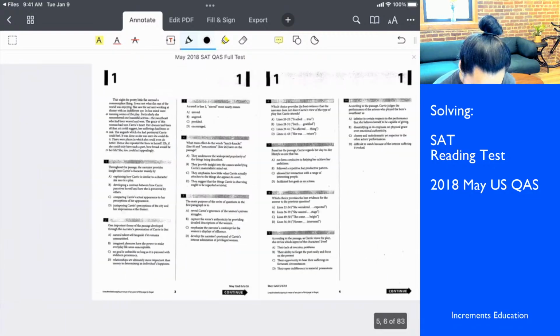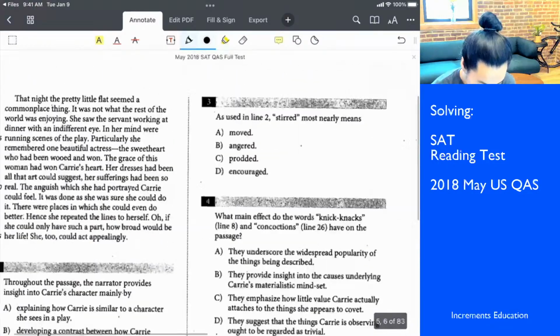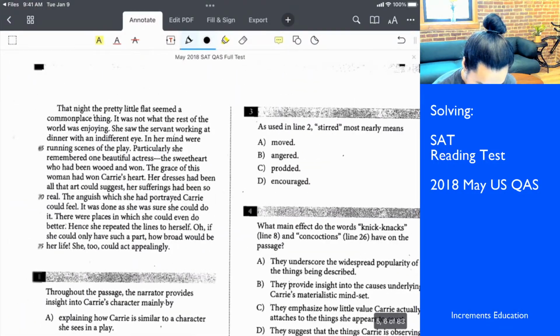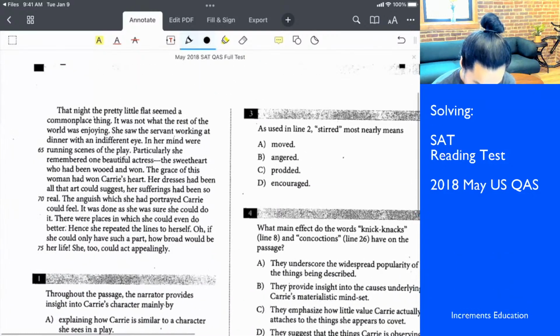So we focus on the money for a second, okay? That night, the pretty flat seemed a commonplace thing. It was not what the rest of the world was enjoying. She saw the servant working at dinner with an indifferent eye. What? The flat. Okay, we're focusing on the flat. She saw the servant.